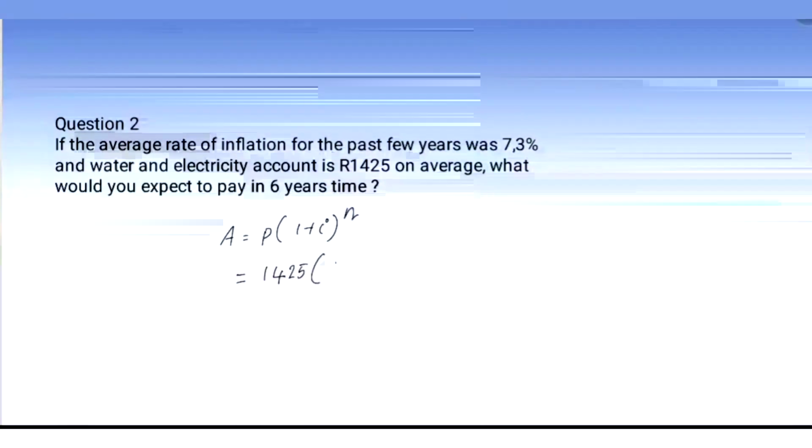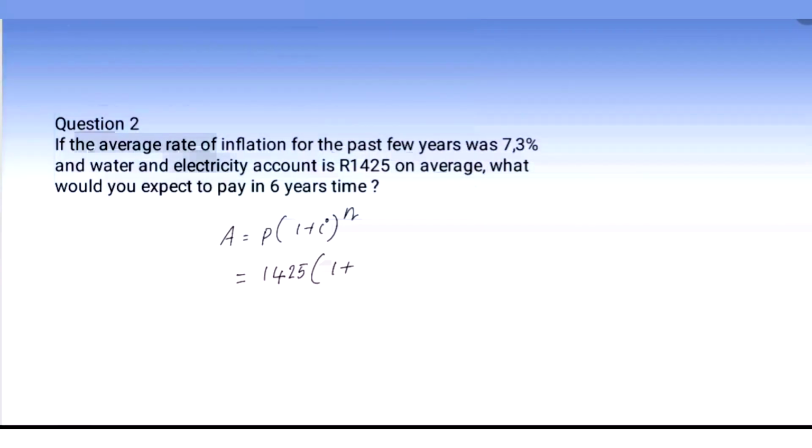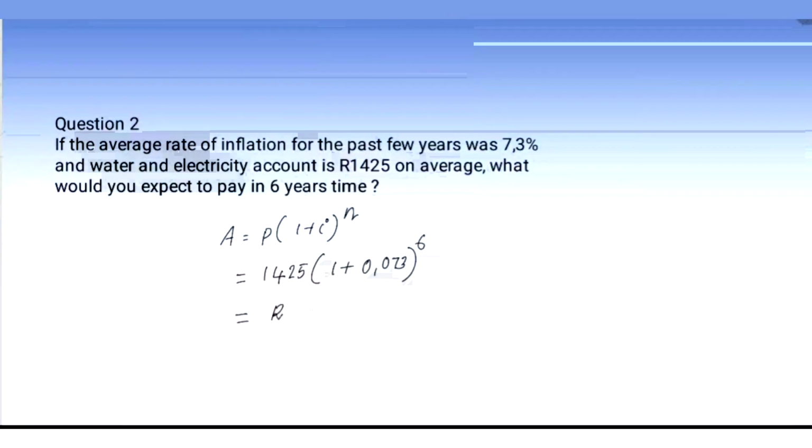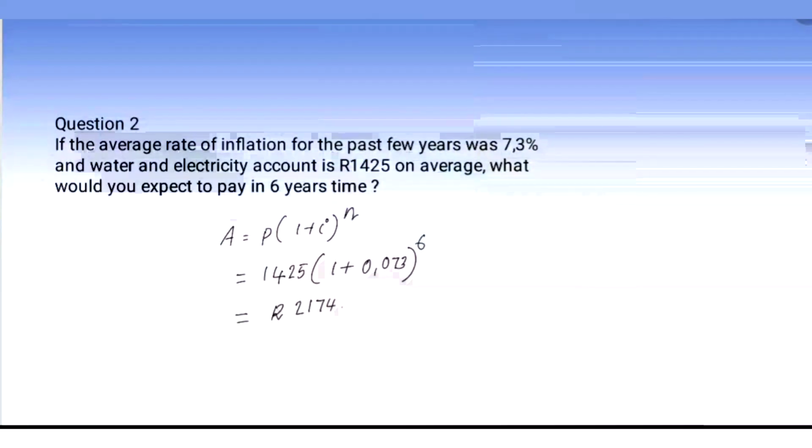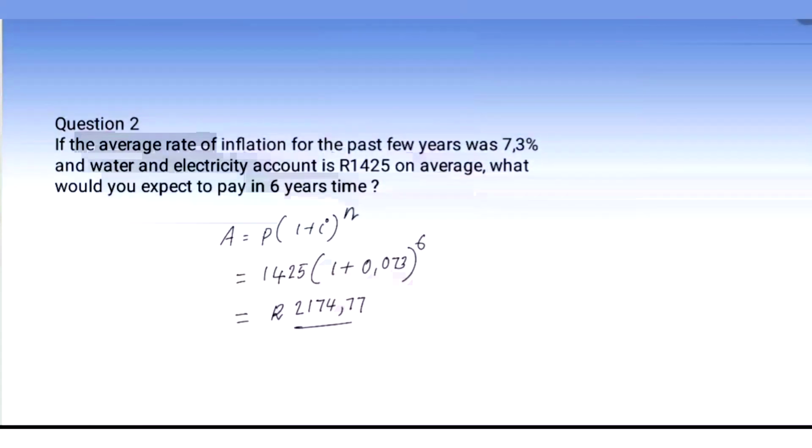(1 + i), where i is 7.3 divided by 100, so it's going to be 0.073, to the power n. n is how many years? 6 years. So n is 6 years. So just use the calculator, you will get the answer. Rand 2,174.77. So this is the answer. So after 6 years, this is the money that you expect to pay. Because the inflation is there, the money is going to increase. So that's how it is.